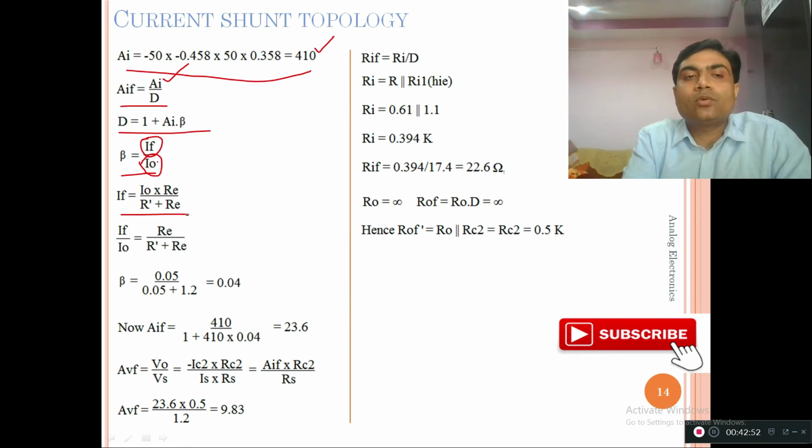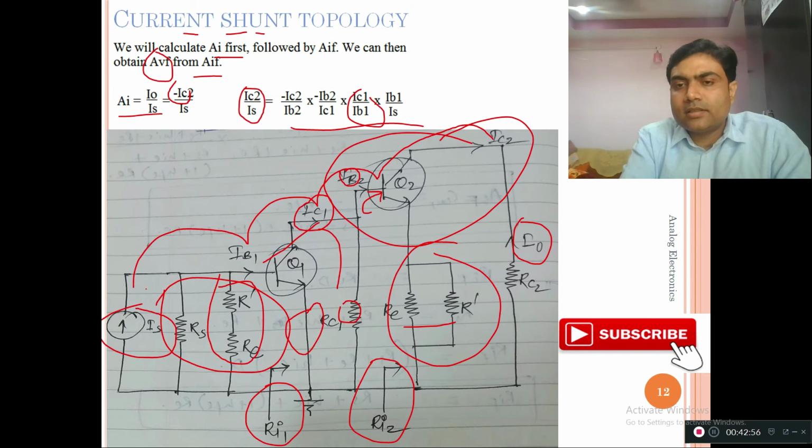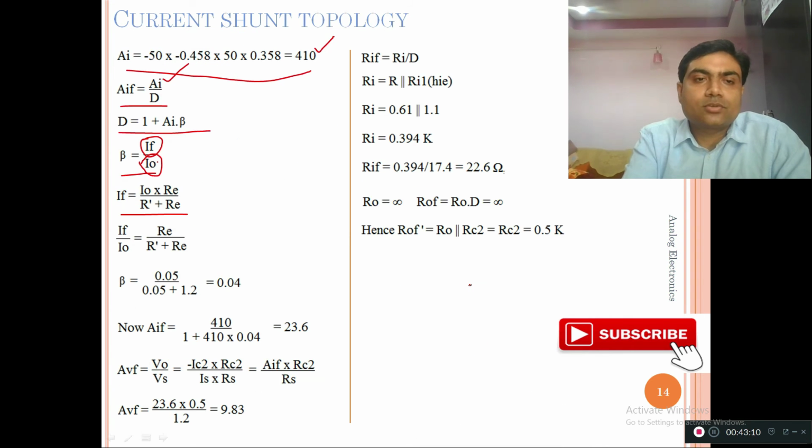From where can we calculate If upon I naught? From the output terminal. This is the I naught, and this is the feedback element which is present over here. So if I am interested to calculate If upon I naught, I have to multiply I naught with the opposite resistance. Which is the opposite resistance over here? That is the Re. Re upon R dash plus Re. So If upon I naught is nothing but Re upon R dash plus Re.